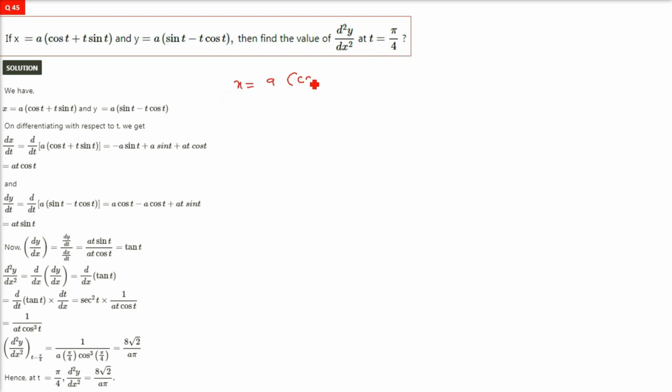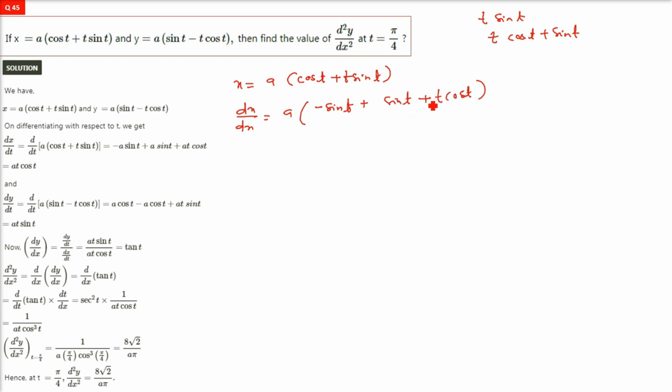So x is equal to a cos t plus t sin t. So dx by dt we are going to compute first of all. It's a cos t is minus sin t, and t sin t, let's do it somewhere else. So t sin t, we'll apply the product rule. T, derivative of sin t is cos t. Then we have sin t, d by dt of t is 1. T cos t plus sin t. So we have sin t plus t cos t.